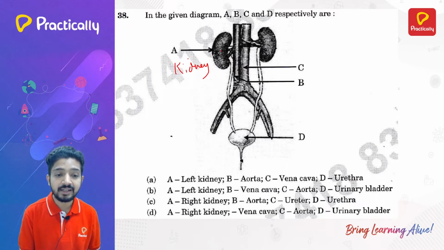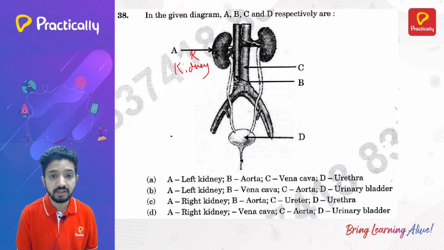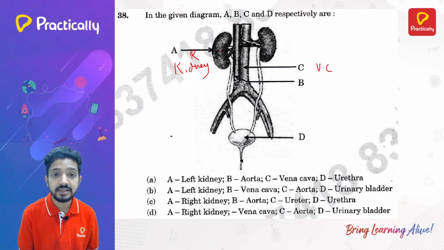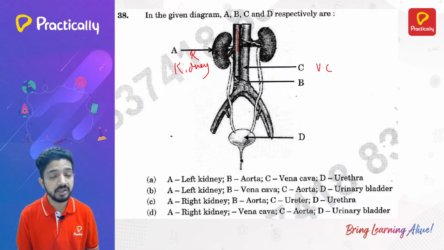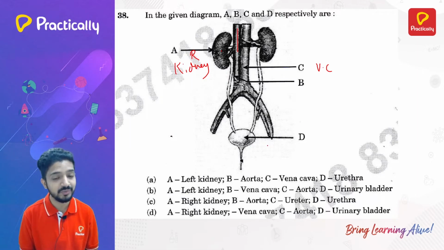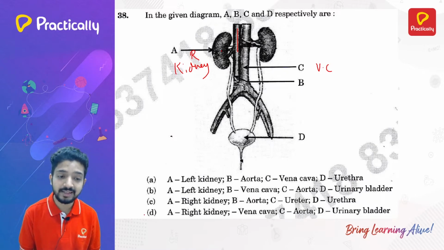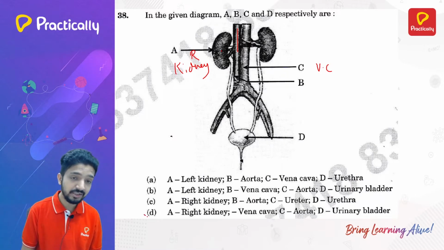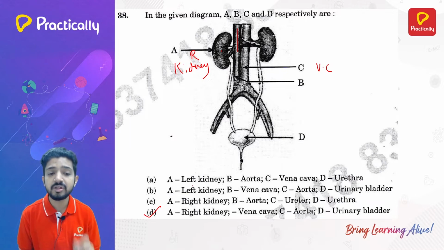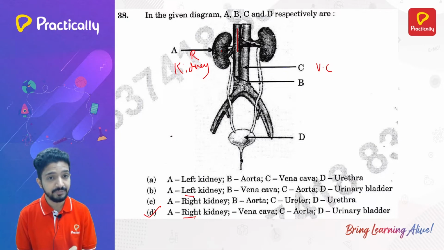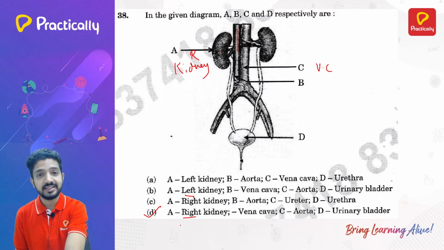So A is actually the right kidney, then C over here is the vena cava which carries the deoxygenated blood, and B is the aorta which carries the oxygenated blood, and D we all know is the urinary bladder. Hence, among all the options, the correct answer for the 38th question will be D. And I'm sure most of you must have got confused with B because the rest is all the same. There is only a difference of left and right. But as I mentioned here, this one is the right one. Let's move on to the next question.